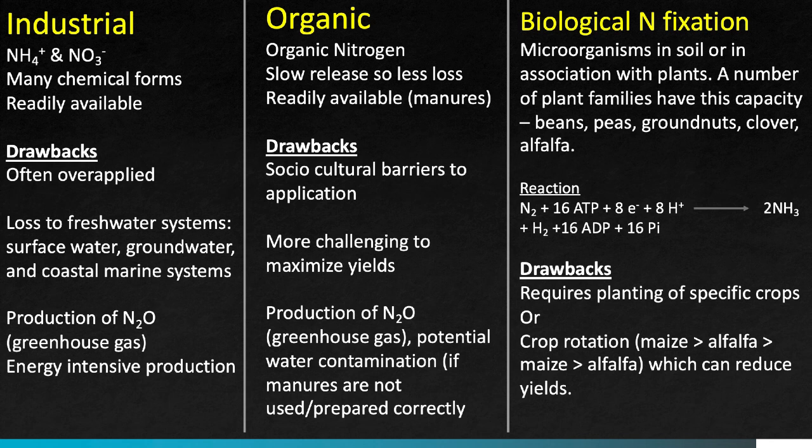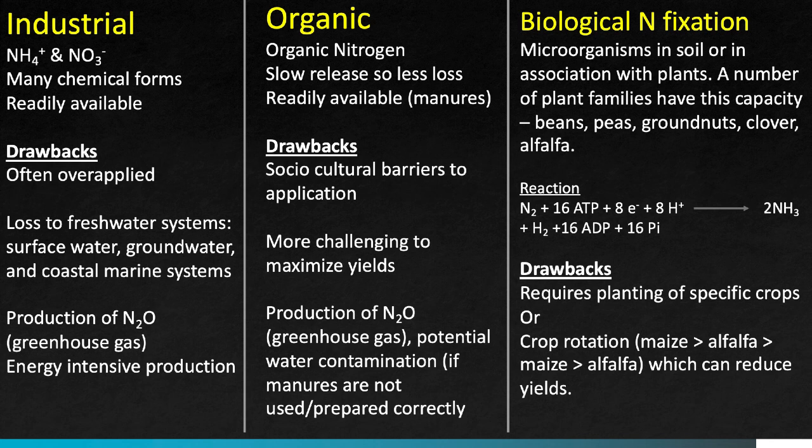Organic fertilizers are made out of plant and animal materials. They release nitrogen more slowly, and so there tends to be less loss to surface water systems. And some forms, like manures, are readily available in most locations. In some locations, there are sociocultural barriers to application, and it can be challenging to maximize yields with organic fertilizers. Used inappropriately, these fertilizers can also create environmental issues, although typically not as much as the industrial forms.